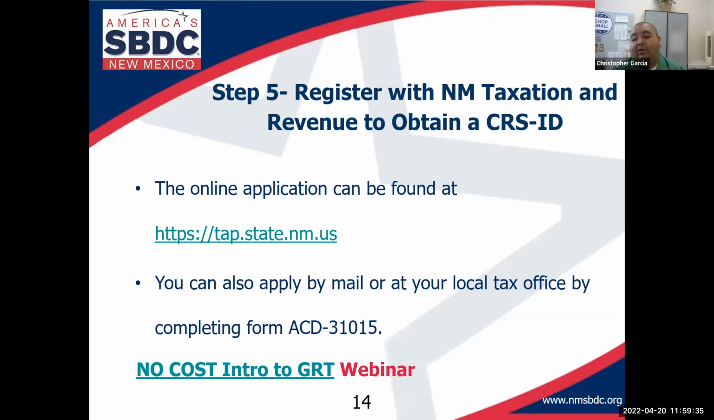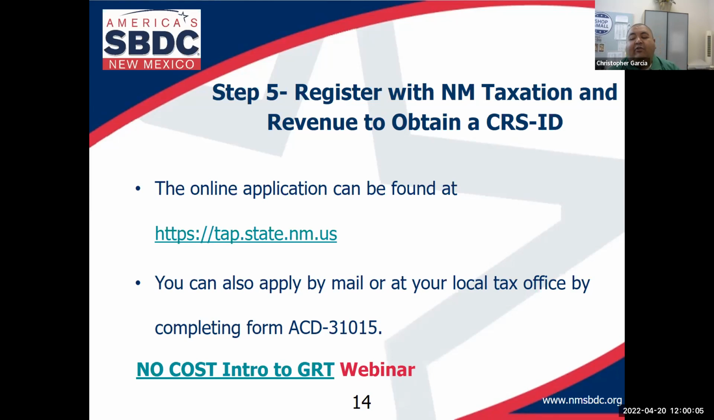Continuing again with our paperwork requirement, step 5 is to register with the New Mexico Taxation and Revenue Department to obtain, they don't call it a CRS ID anymore, they call it a BTIN, a Business Taxpayer Identification Number. You might be wondering what a BTIN is for and why you need it. Well, it's a unique identifying number used by the New Mexico Taxation and Revenue Department to record and track your business's collection and payment of gross receipts tax.